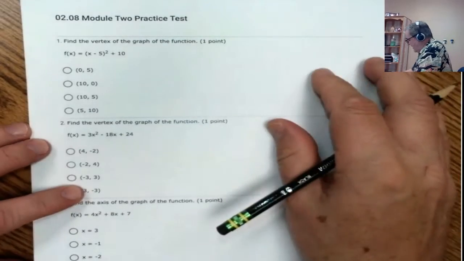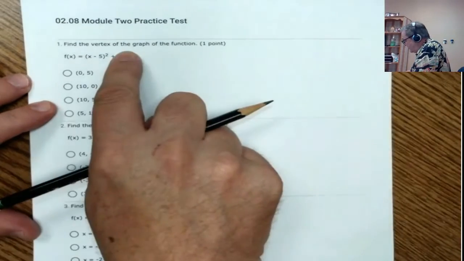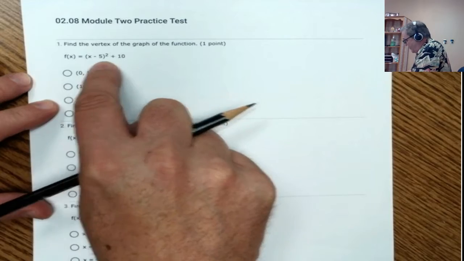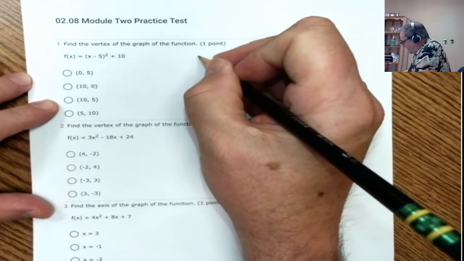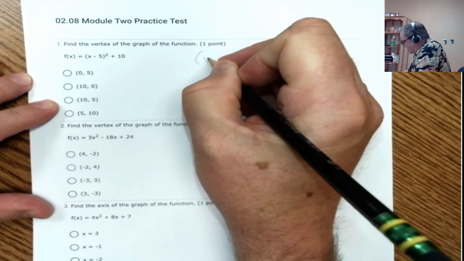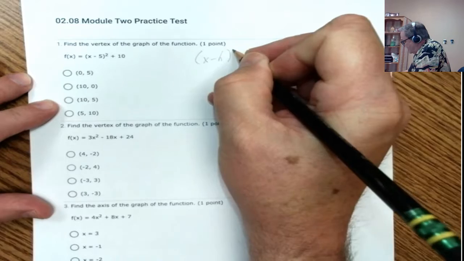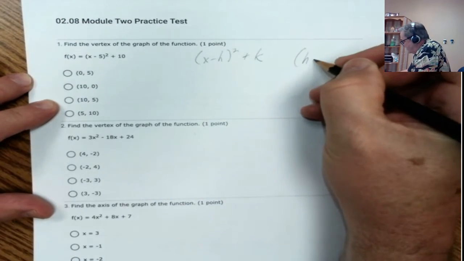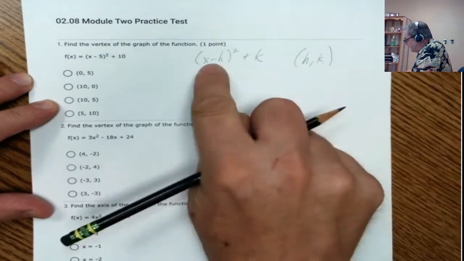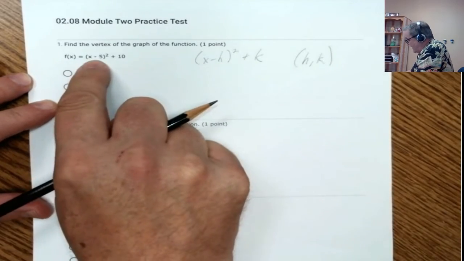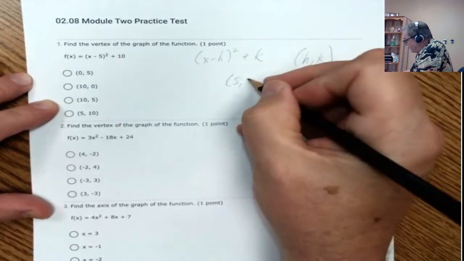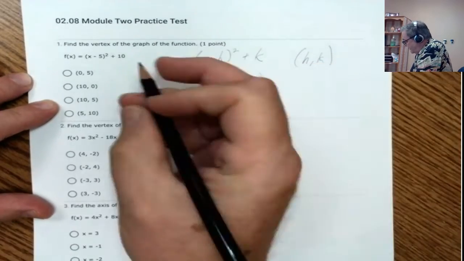All right, the first thing we have is find the vertex of the graph of the function. Well, fortunately, they gave this to us in vertex form, right? So vertex form is x minus h squared plus k, which means the vertex is (h, k). So x minus the h, x minus the 5, so 5, and the k is 10. They're both positive, so (5, 10).